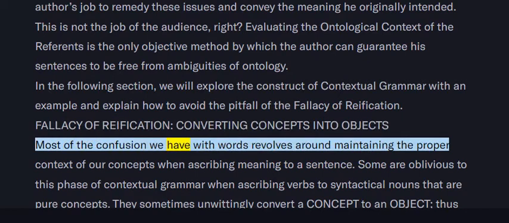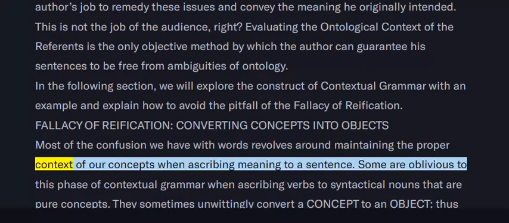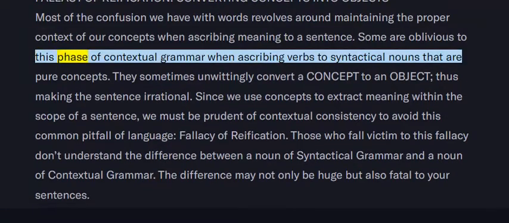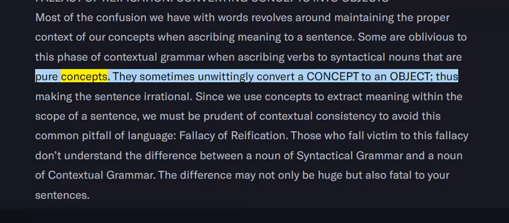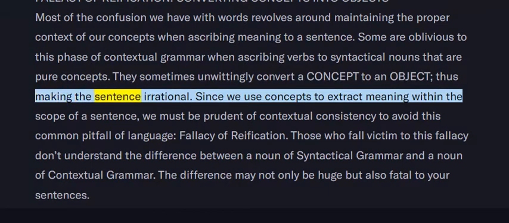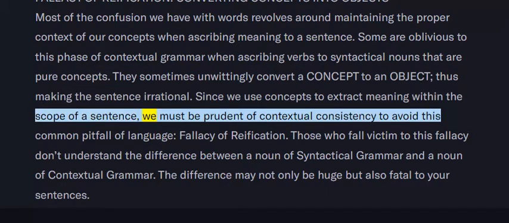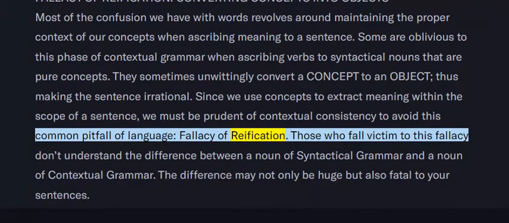Most of the confusion we have with words revolves around maintaining the proper context of our concepts when ascribing meaning to a sentence. Some are oblivious to this phase of contextual grammar when ascribing verbs to syntactical nouns that are pure concepts. They sometimes unwittingly convert a concept to an object, thus making the sentence irrational. Since we use concepts to extract meaning within the scope of a sentence, we must be prudent of contextual consistency to avoid this common pitfall of language, fallacy of reification.